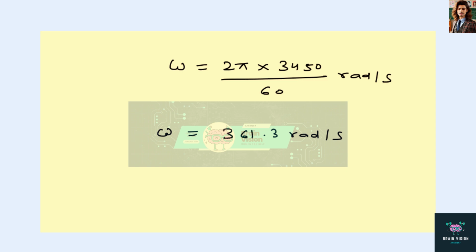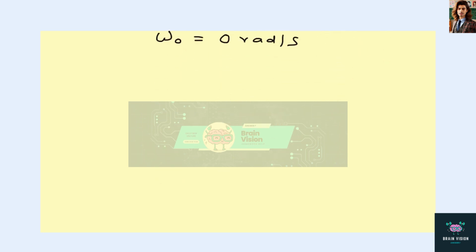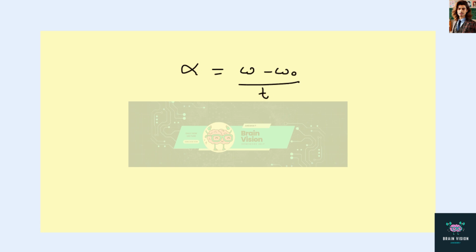Going ahead, when the grinding machine starts from rest, the initial angular velocity of the grinding machine is equal to 0 radian per second, so I can write omega naught is equal to 0 radian per second. Omega naught is the initial angular velocity. Now I will use the angular acceleration formula of the grinding machine. So it is given by alpha is equal to omega minus omega naught by t.